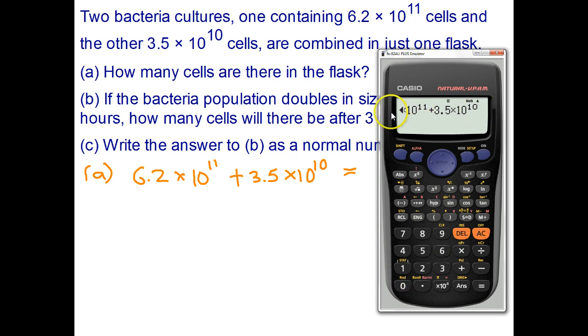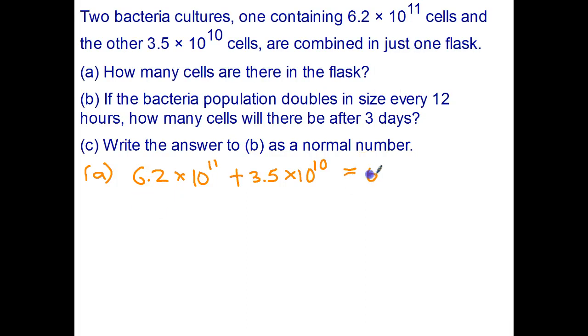And because it's a bit of a hassle to have to scroll back, I'm going to assume that I've typed it in correctly. I'm not going to check it this time, and just equals. And that gives me 6.55 times 10 to the 11th. So note that it's actually put the answer in scientific notation for me. So 6.55 times 10 to the 11th.